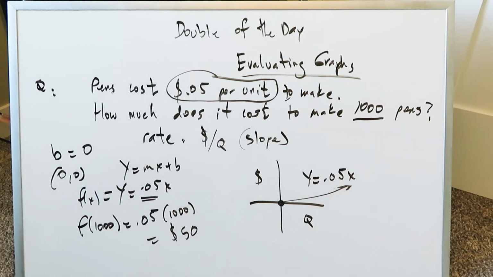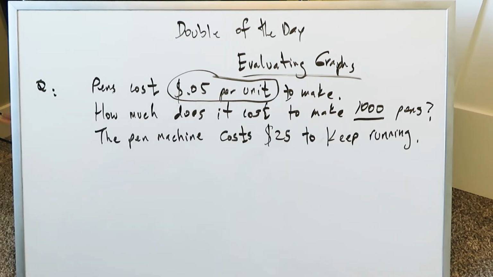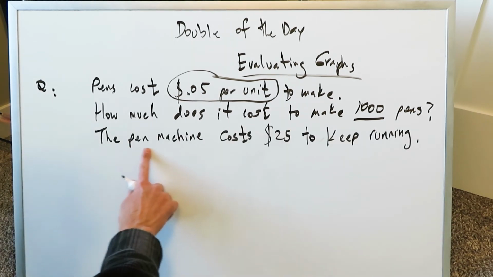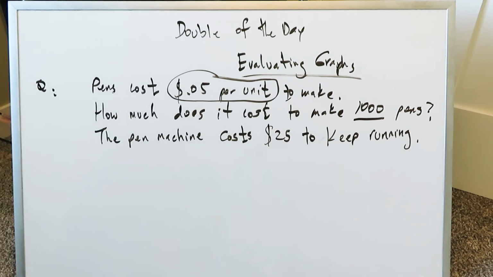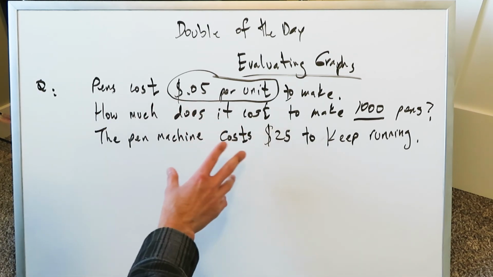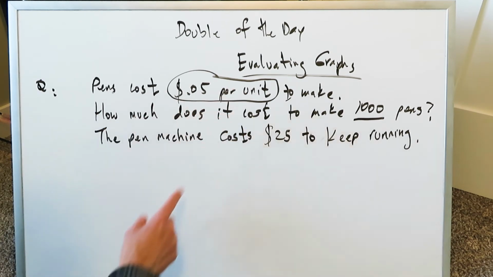Now let's look at a second question, but we'll adjust this question a little bit. Our second question is this. We've just modified it by adding this. The pen machine costs $25 to keep running. You have a certain factory which makes pens, and of course everything here is hypothetical. The scenarios I'm presenting might not even be real life or sustainable scenarios, but we're just utilizing these questions to develop that basic understanding.